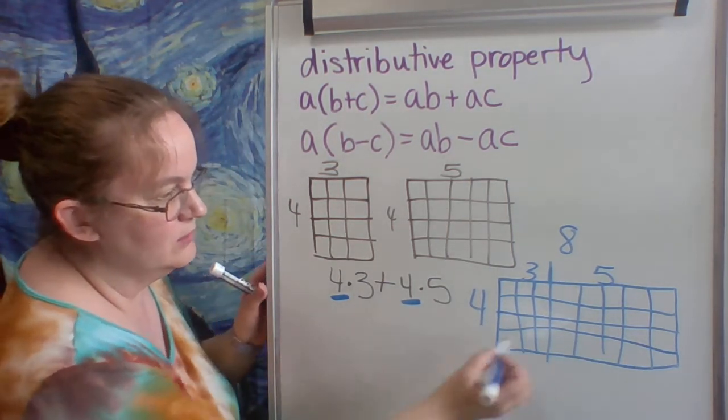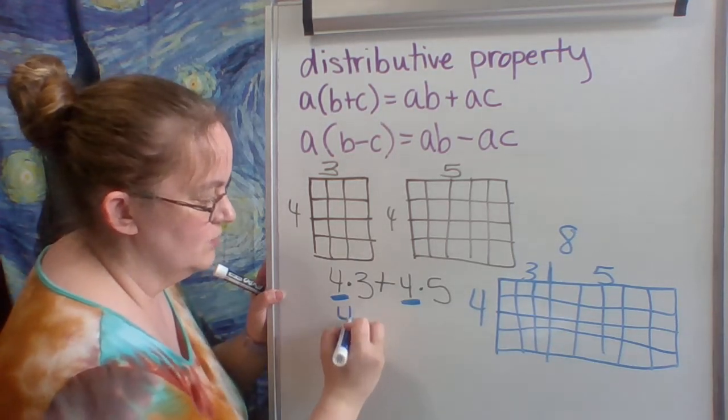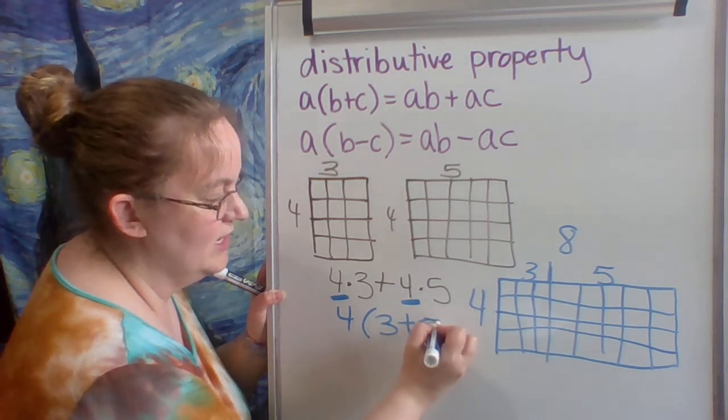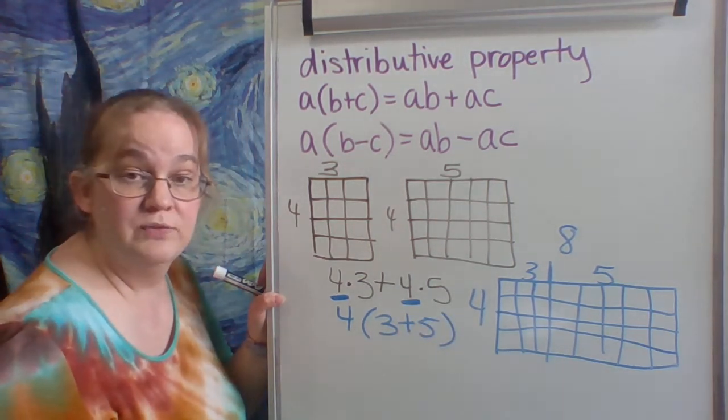So what I would do in this case is I would say 4 times, and then I know I need to add 3 plus 5 to get 8, and that would be an equivalent expression.